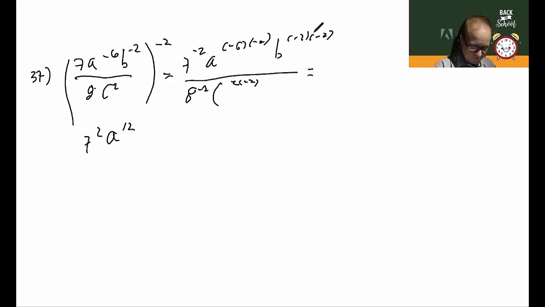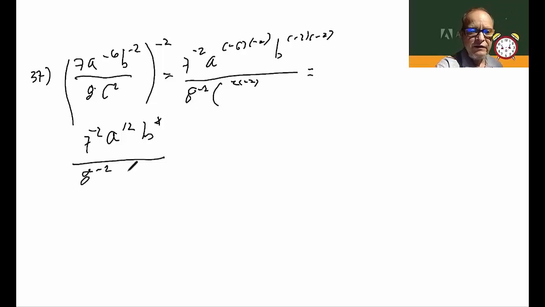b to the negative 2 to the negative 2 will give us b to the 4th. And then on the bottom here, we have 8 to the negative 2, and then c to the negative 2 times negative 2 is negative 4. So now we have to start getting rid of those negative signs using our negative quotient rule.